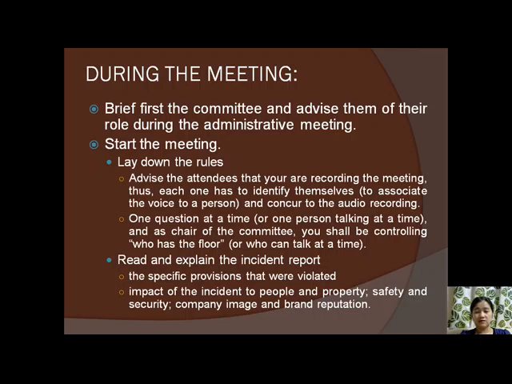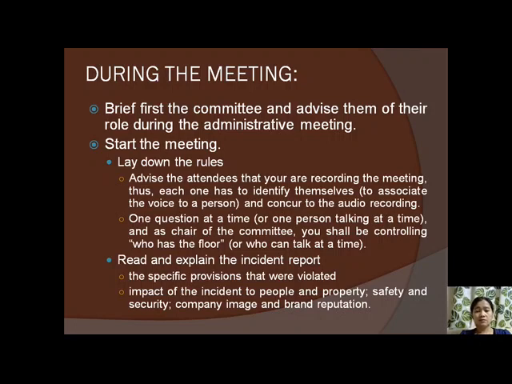So, as chair of the committee, normally the employee relations specialist, if you have, or the HR head. So it would depend on whoever is the chair of the committee. And then you shall be controlling who has the floor or who can talk at a time. So in other words, if the HR head is the one who leads or the chair of the committee, you need to act as the presider or the facilitator. So you will be the one to decide who will talk first and next.